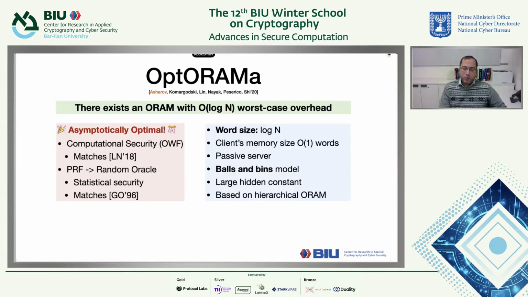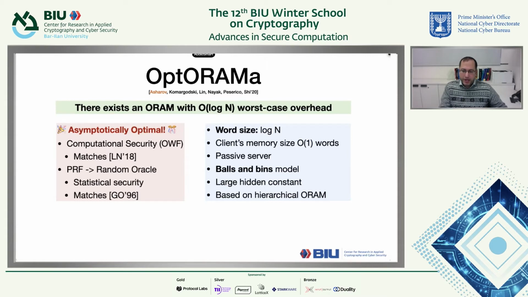The setting is that the word size of the machine is log n, where n is the size of the memory, so each word is of size log n. This is the classical model. The client's memory size is order 1 words. The server is passive; it doesn't compute or do anything, it's just like a memory. It's in the balls and bins model, namely we are not going to use some encoding or bit slicing techniques on the data itself. There is a very large hidden constant in this construction. It comes from the compaction that we saw in the previous talk.